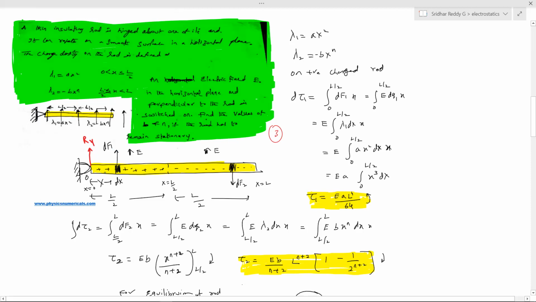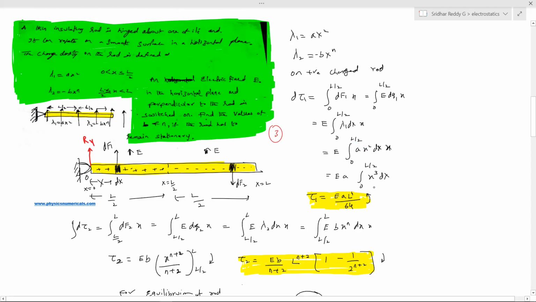d tau, it should be counterclockwise. Torque on the positive charge on the rod is what we are defining. So that should be equal to dF1 into x. What is dF1? E into dQ1. What is further dQ1? Lambda1 into dx. What is lambda1? Given data, a x squared dx. So till where is the positive charge present? From x equal to 0 to x equal to L by 2. So the limits are 0 to L by 2. Integrating and solving, we'll get the torque.